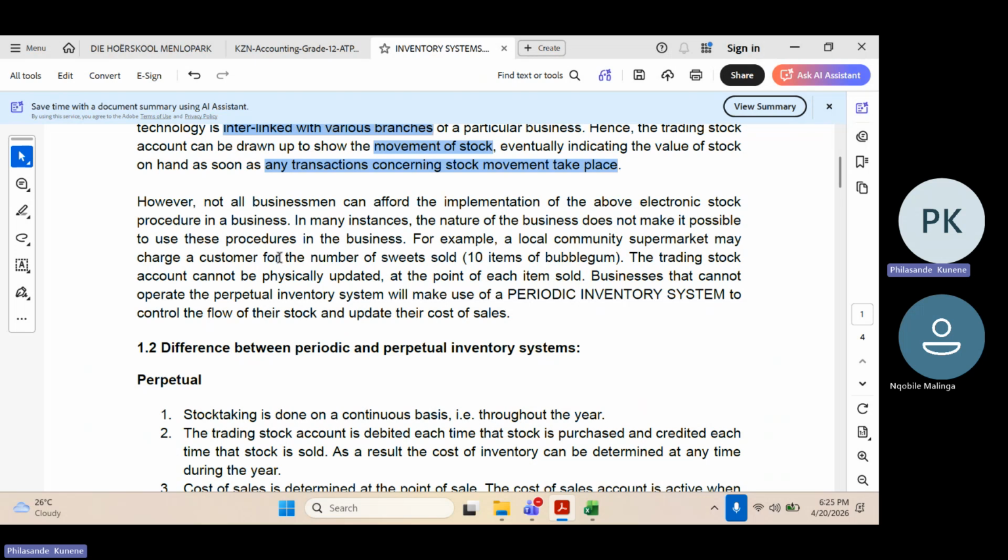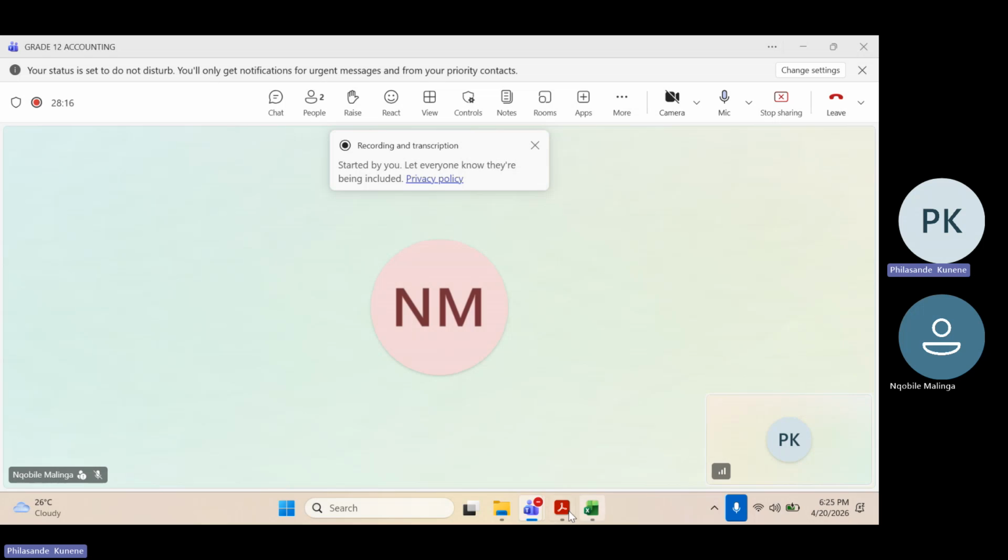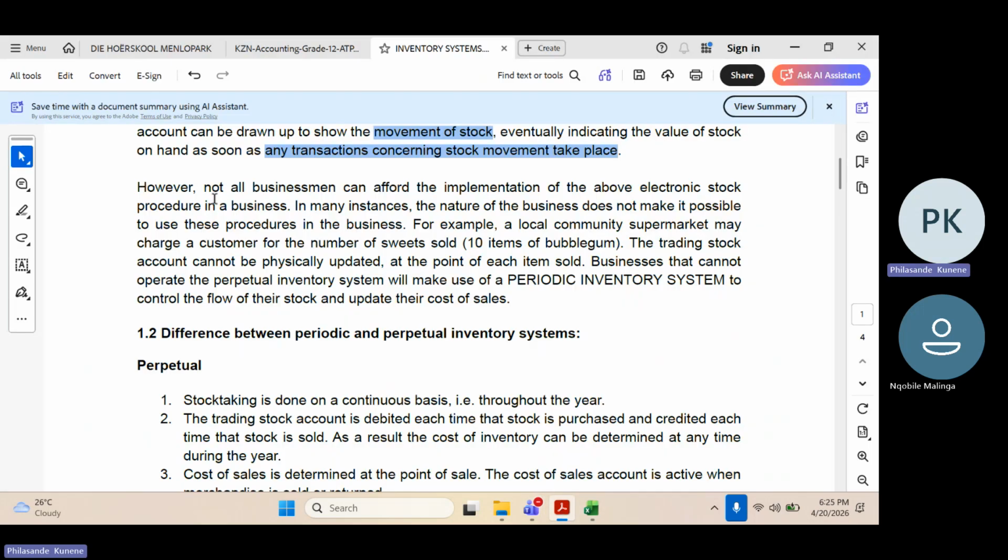Okay, now let's look at the second one. However, not all businessmen can afford the implementation of the above electronic procedure in a business. Which is true, not everyone. If I start my own business now and I don't have money for this computerized system, I cannot afford to implement it.